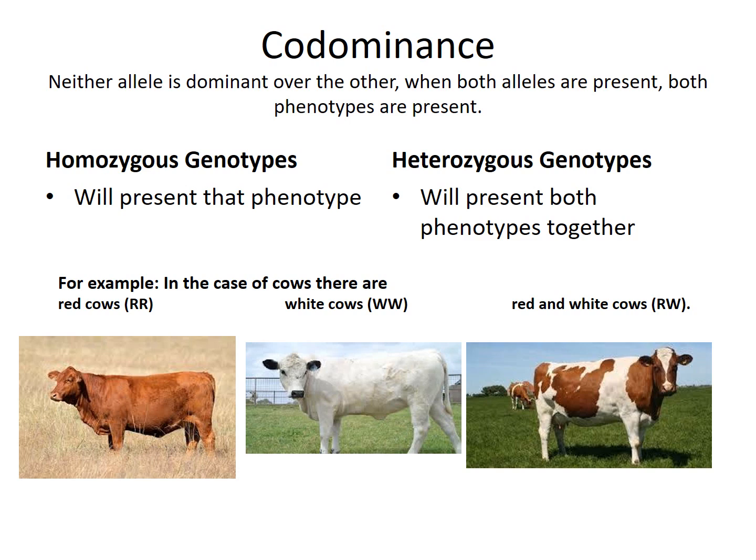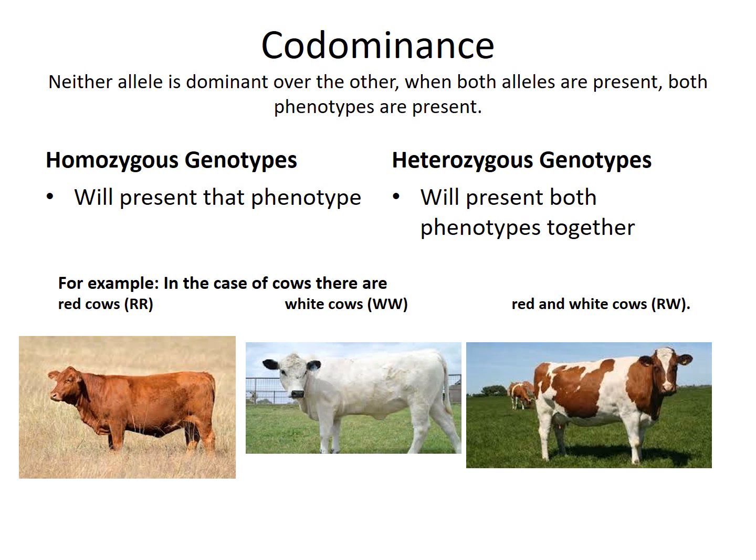In the case of codominance, neither allele is going to be dominant over the other. When both alleles are present, both phenotypes for physical traits will be present. So for homozygous genotypes, they will only present that phenotype. But for heterozygous genotypes, both phenotypes will be present together.